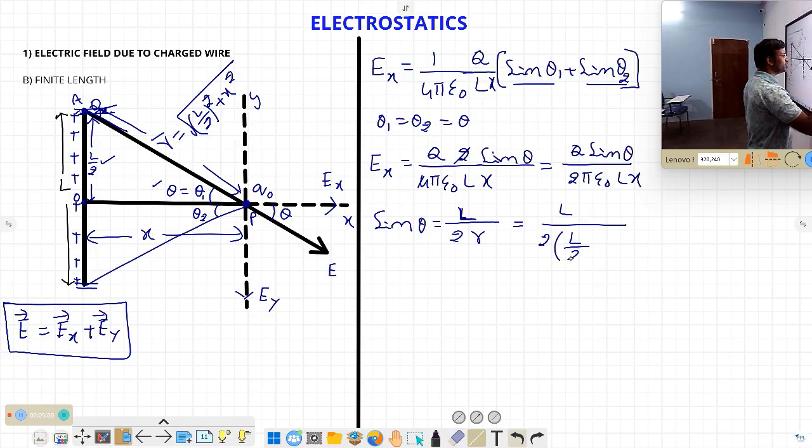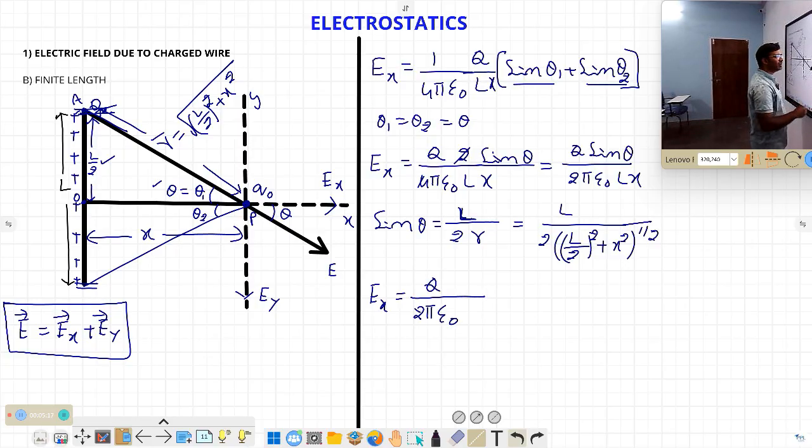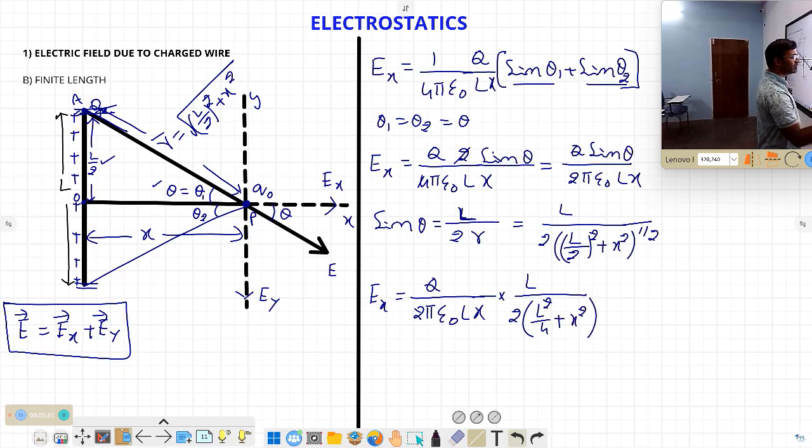That is nothing but (L by 2) whole square plus x square, whole power 1 by 2. Substitute this value in the above equation, so you will get the electric field along the x-axis. The electric field along the x-axis is equal to q by 2 pi epsilon naught into L into x, into sin theta value. What is the sin theta value? That is L by 2 into, I can write, (L square by 4 plus x square) whole power 1 by 2.